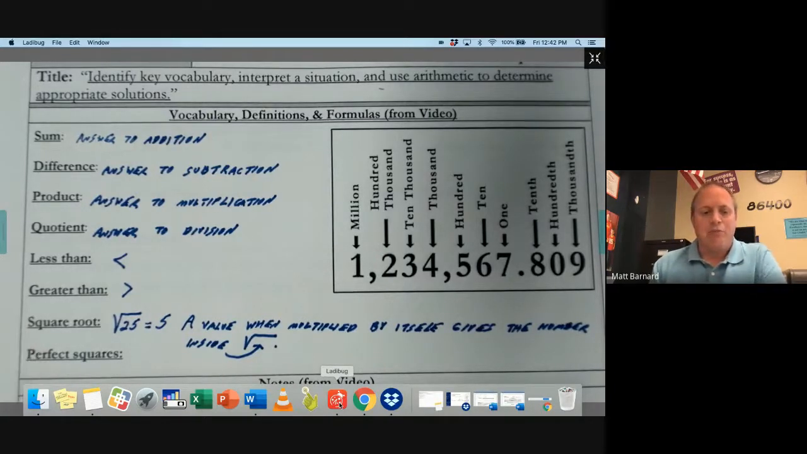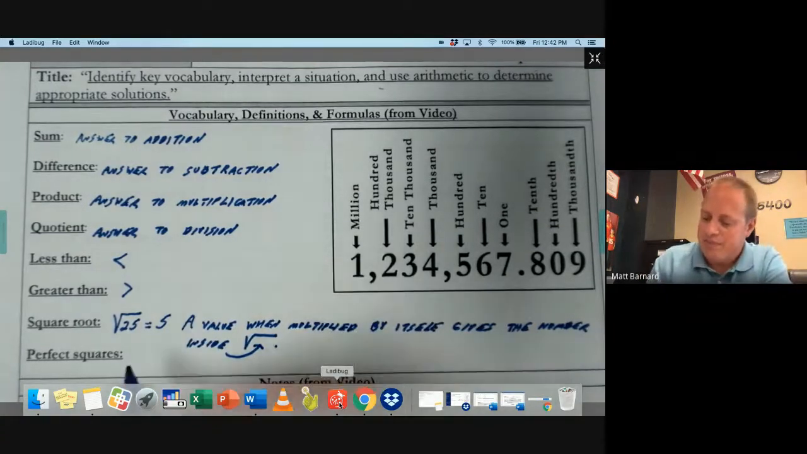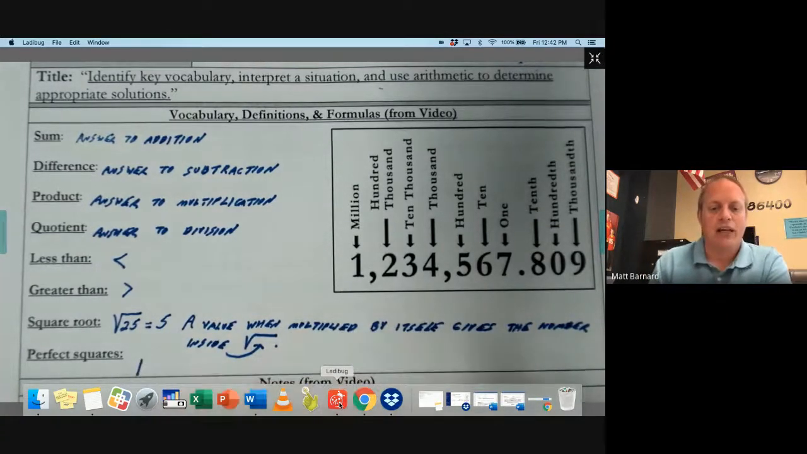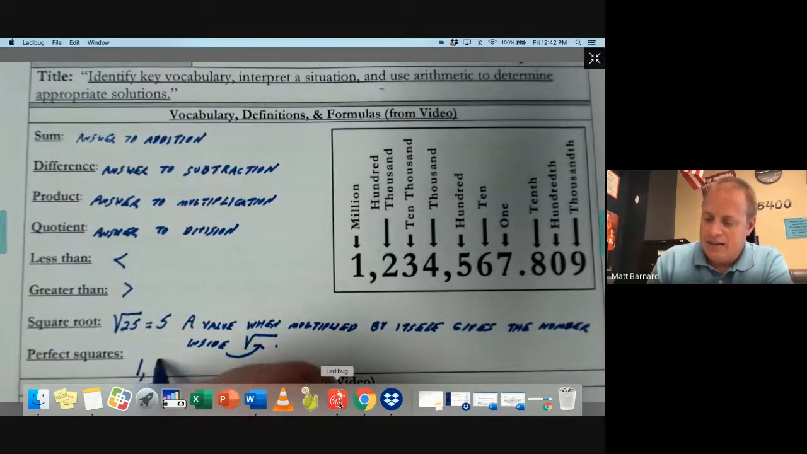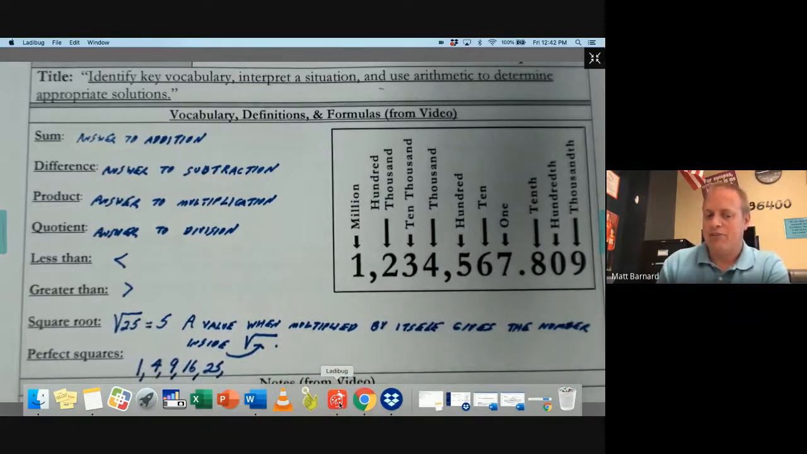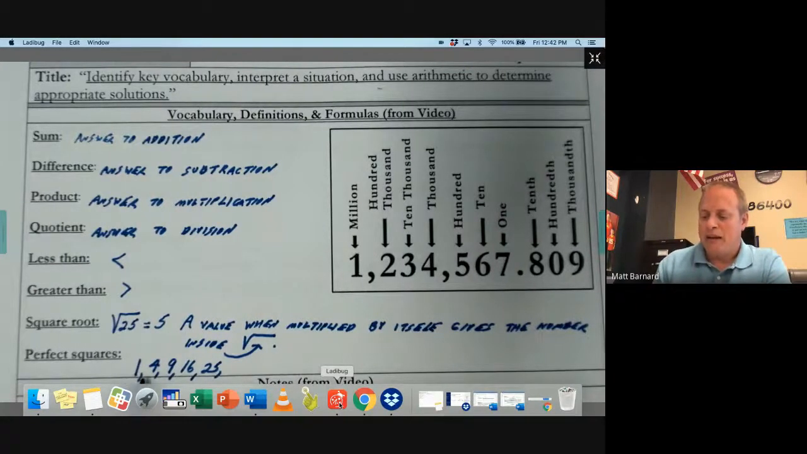When we see this word perfect squares, and square roots, they can kind of go hand in hand because we know that 5 times 5 is 25. Well, 25 is actually a perfect square. In fact, let me share with you the first 12 perfect squares that we generally use. The first one is 1. Then 4, 9, 16, 25. Now, let me explain what perfect squares are. You might have figured it out from what we just talked about. 1, 4, 9, 16, 25.